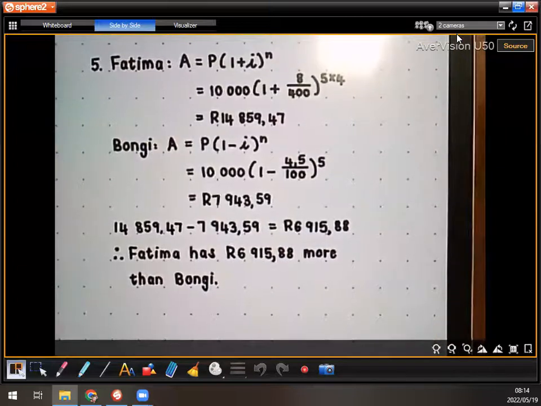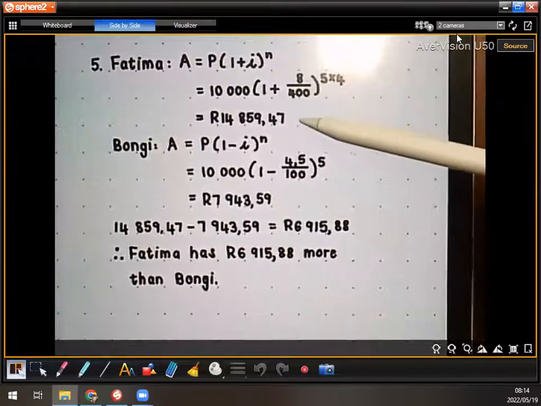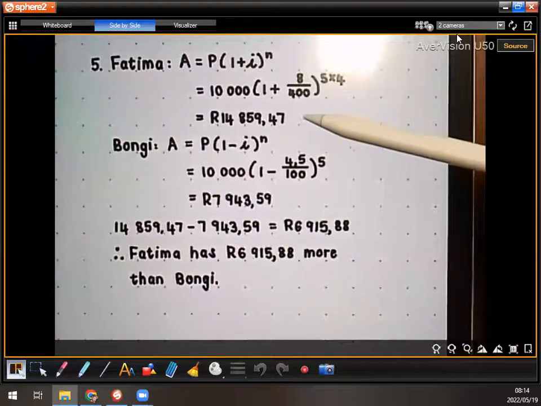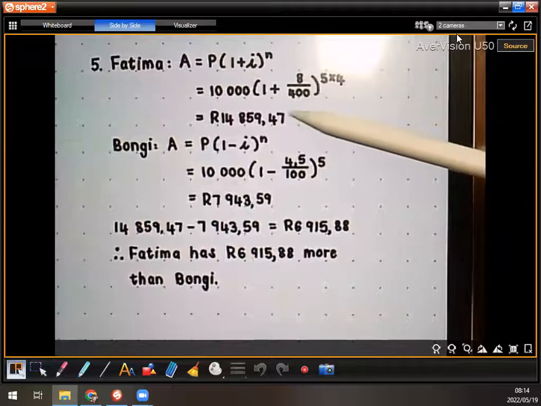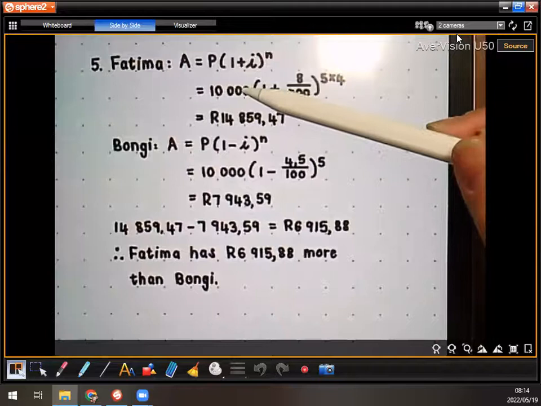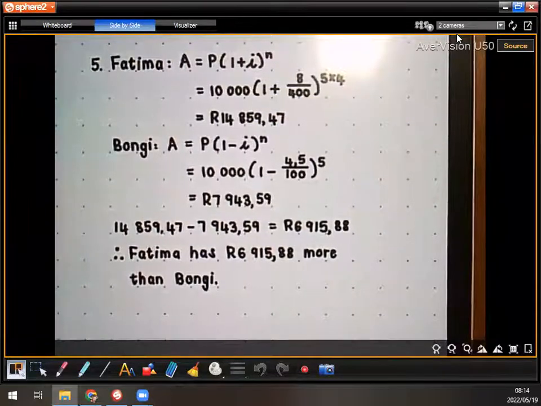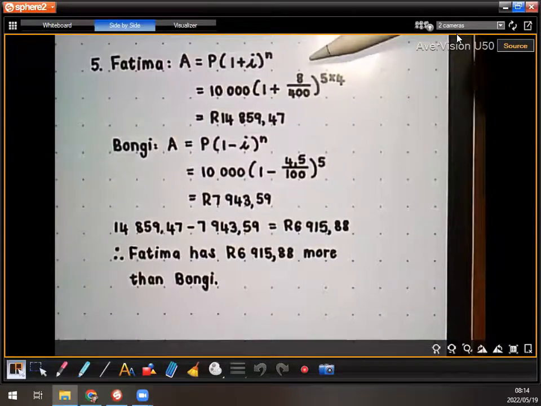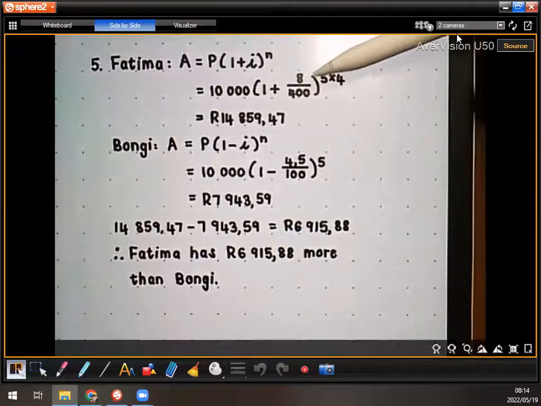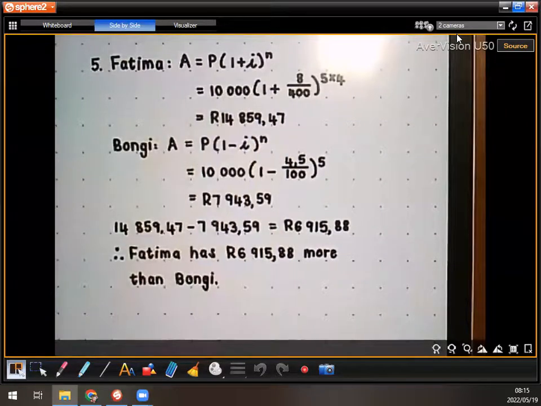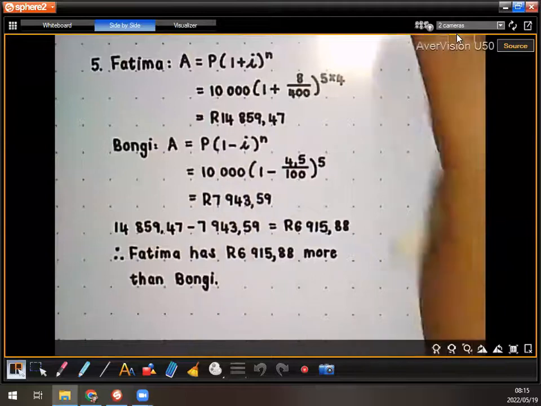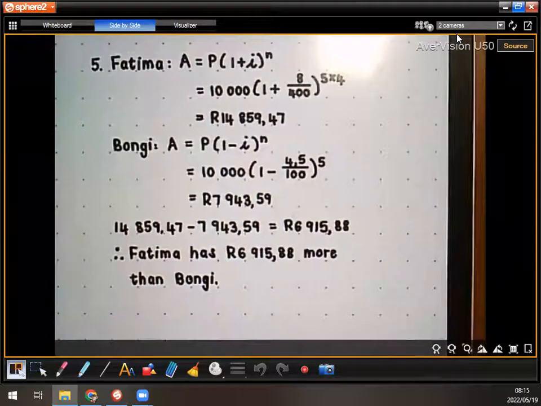Now guys, because this didn't come up, but if they ask you, for example, how much interest did Fatima get after the 5 years, or over the course of the 5 years, you would take your final amount, the 14,000, minus the amount that you invested. Just remember that, please. If they're asking how much interest, not the interest rate. The interest rate was 8%. If they're asking how much interest, you take the final amount and minus the amount that you invested. So that would be 4,859 rand and 56 cents.